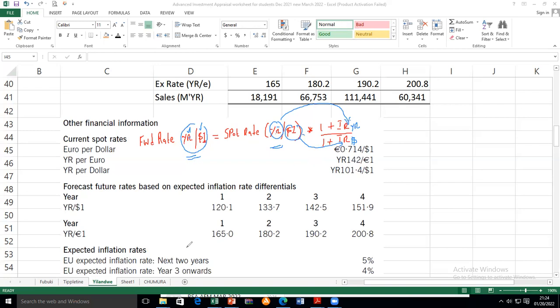So for instance, let us go. Let's calculate. Let's do the calculation here.